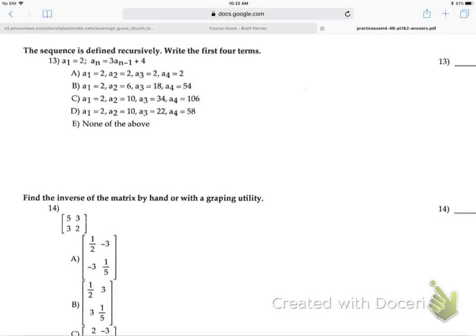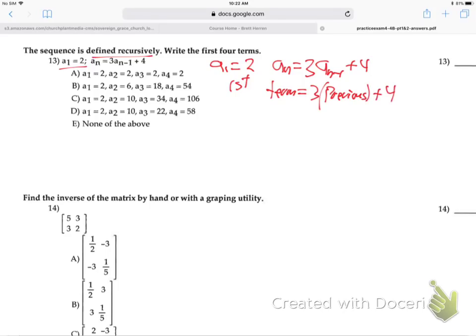All right. So, it's defined recursively. A1. So they're saying the first term is 2. So A1 is 2. That's the first term, as you know. And then An is 3 times A sub n minus 1, plus 4. This a sub n minus 1 means any term is 3 times the previous, plus 4. That's what a sub n minus 1 means, previous, right? N minus 1, 1 back. So it's saying any term is 3 times the previous, add 4. That's what that little formula is saying.